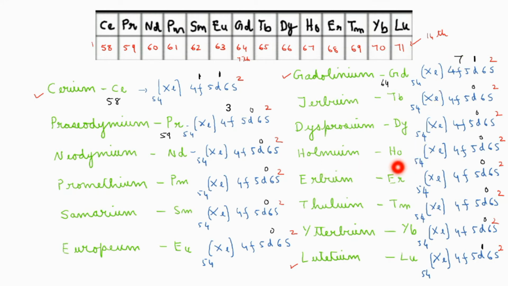Now find out for holmium. What is the atomic number of holmium? That is 67. Then 54 is already present. 54 plus 2, 56. How many electrons will be present in the f subshell of holmium? That will be 11 electrons. So you can easily write the electronic configuration of all these elements. I have written the number of electrons present in the f subshell of other elements also. You can check it. Easy, no? Now we are going to do certain questions related to that. Then the idea will become much clearer.